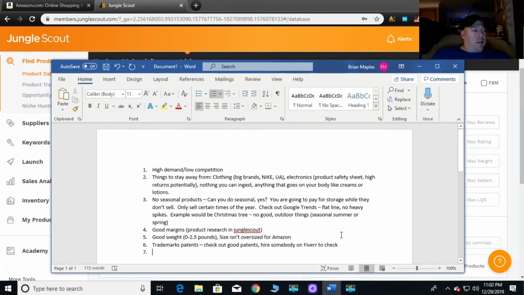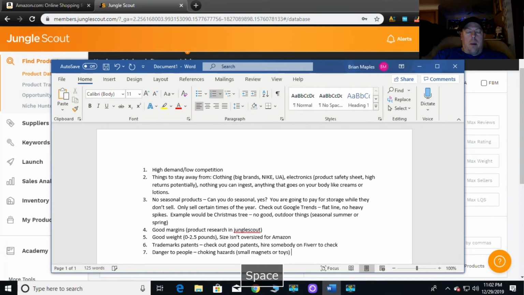Other things to consider, anything that's a danger to people, like choking hazard. If you watched one of my other videos, I talked about magnets, and you had to test it in this little tube to see if a kid could swallow it. So magnets can be small magnets, or toys. Be real wary of that, because a lot of toys too, Amazon's really cracking down on safety. So I'd probably stay away from toys that need safety checks.